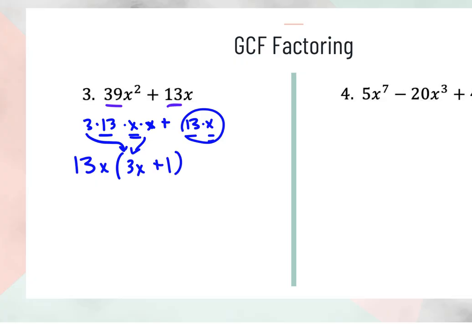And I have to put a 1 because if I distribute this back through, I need to come back to this. I can't put a 0, because if I multiply this through, I'm going to have this 13x, so I need to put a 1 there. So there's my factored answer.